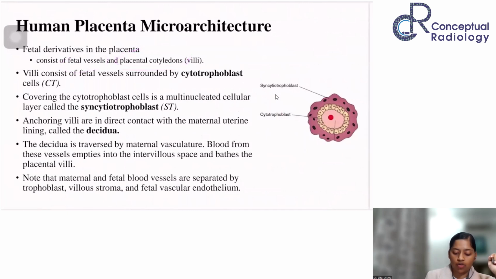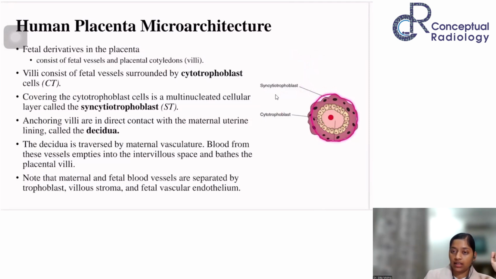The villi consist of the fetal vessels which are surrounded by the cytotrophoblast. So this yellow thing is the cytotrophoblast. Okay, the cytotrophoblasts are covered by the syncytiotrophoblast, and the decidua then will get traversed with few villi. When the entire length of the decidua is traversed, it is known as the anchoring villi, and the rest of the villi are known as floating villi. Okay, the maternal and the fetal blood are still separated.